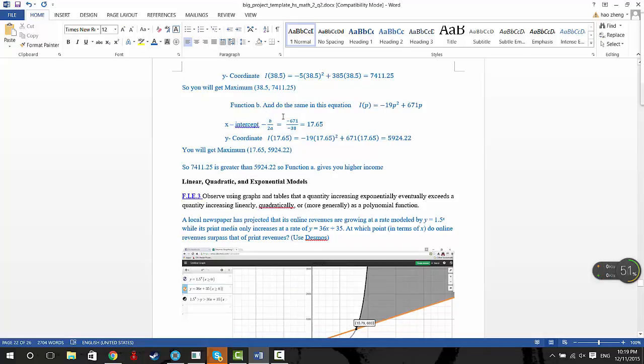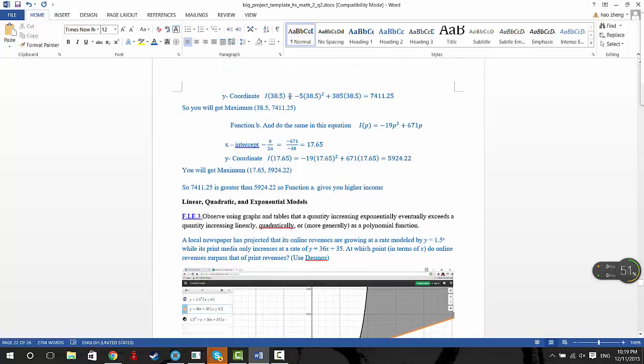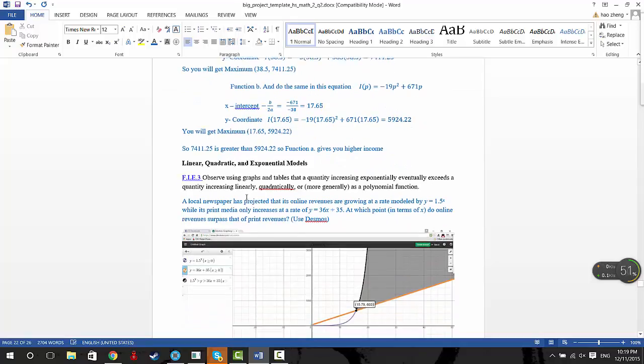And for function B, we can do the same with this equation. So here is the thing, and then we use this equation, we get 17.65, and we put it into the function formula, and we get this. And as you can see, the two coordinates, 411.25 is greater than 5924.22, so function A gives a higher income. Do you agree with that? Yeah, it's true, man. Even if you don't agree, it's true.